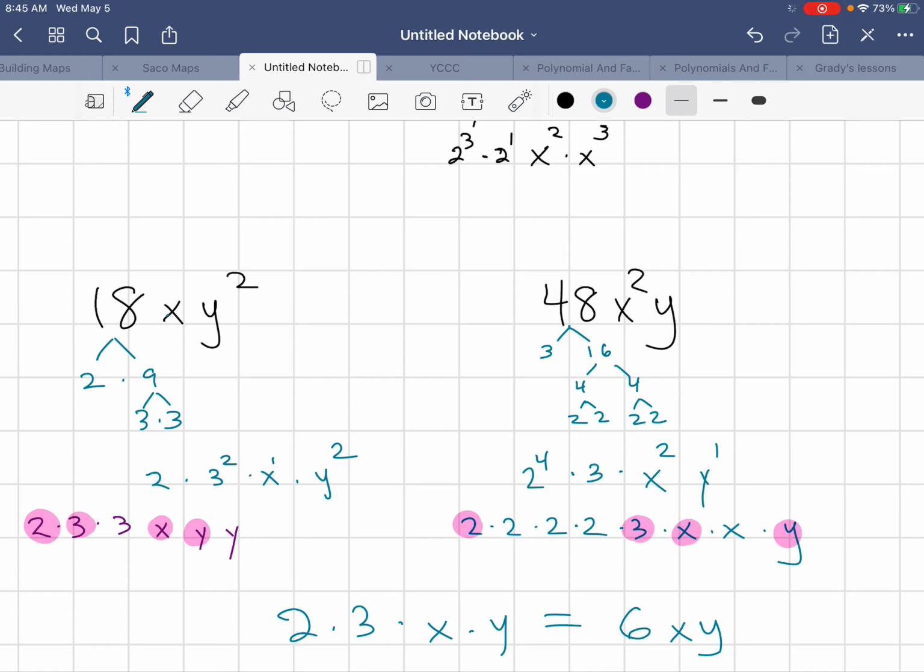Now later on, in a subsequent video, when we're actually going to factor out the GCF, we would then do something with the remainder of each of those. But that's a different lesson for a different day.